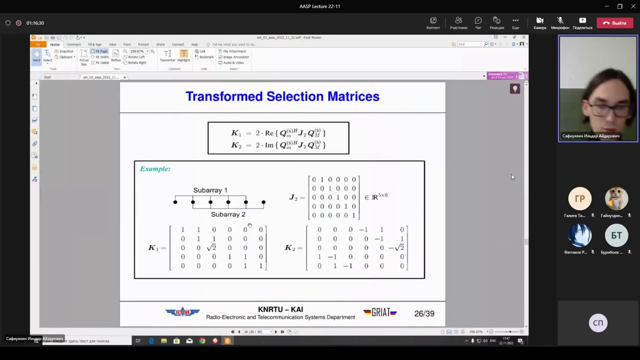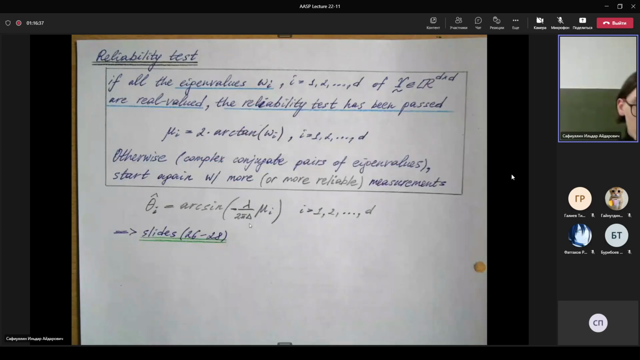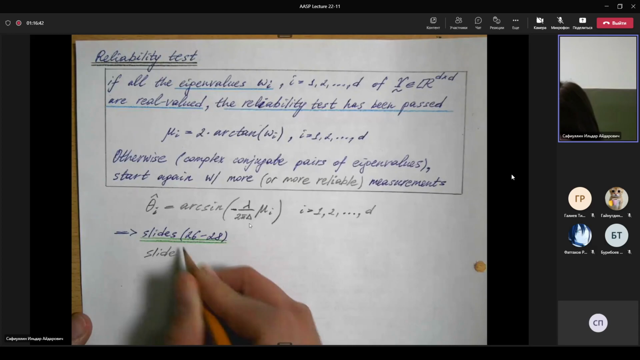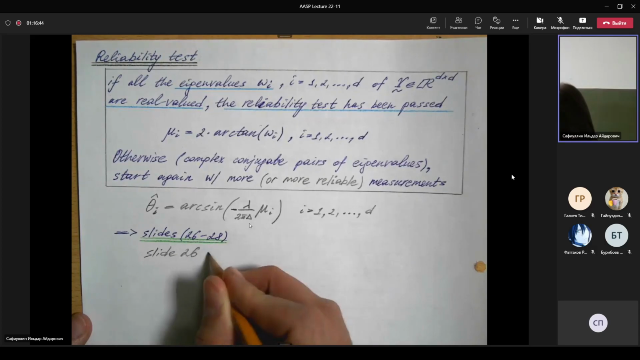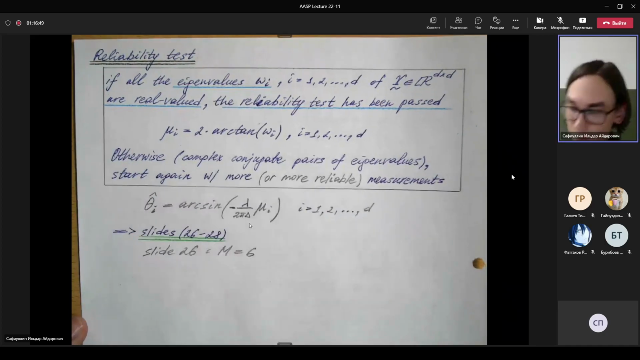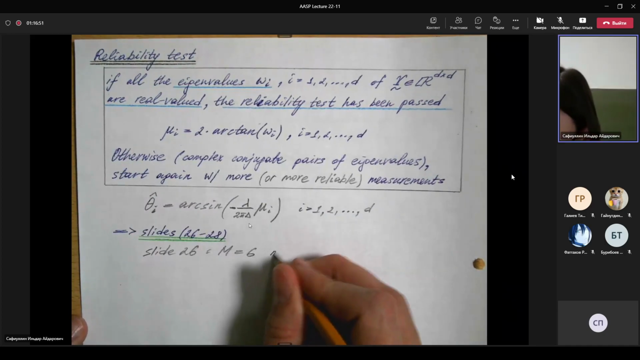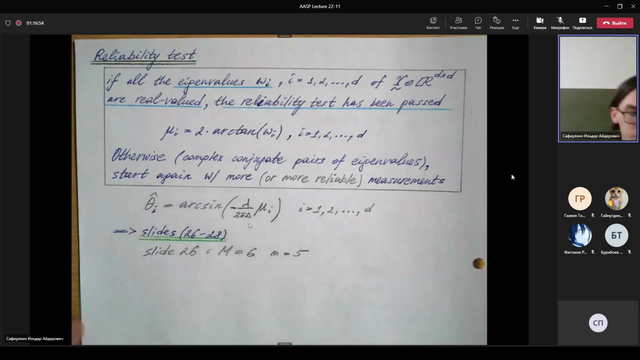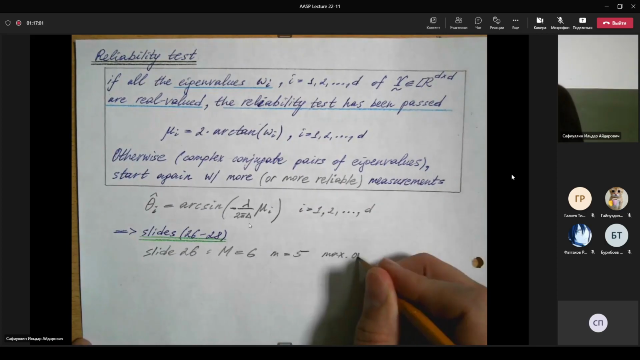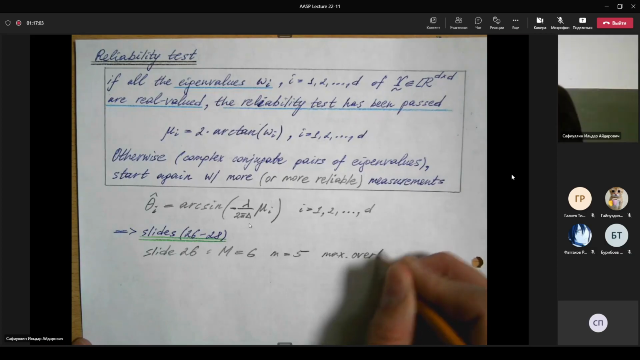Maybe let's show this first. Slide 26. Capital M is equal to 6 in this case, and small m is equal to 5. Maximum overlap.